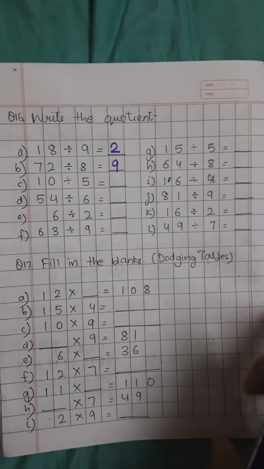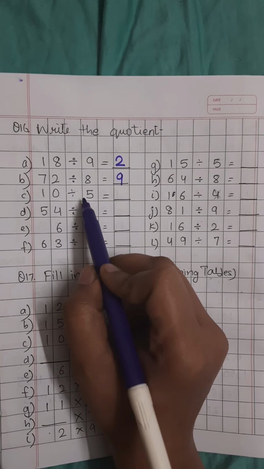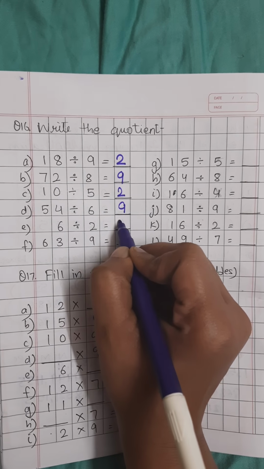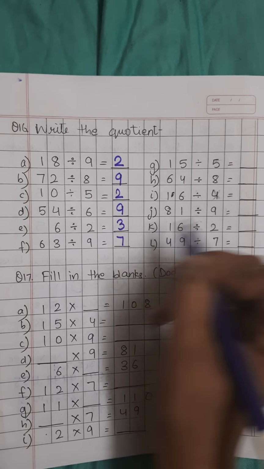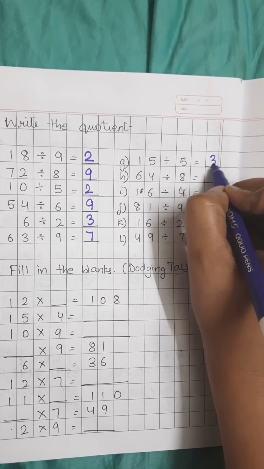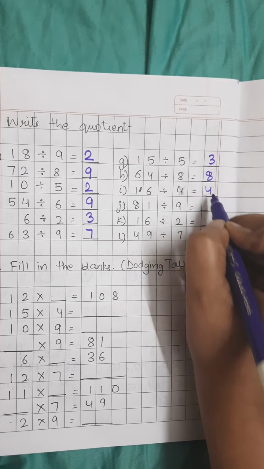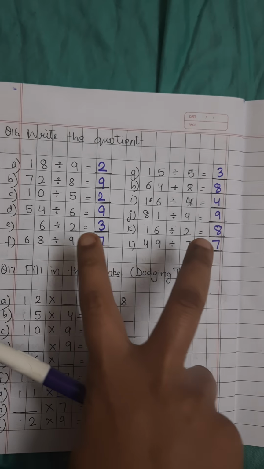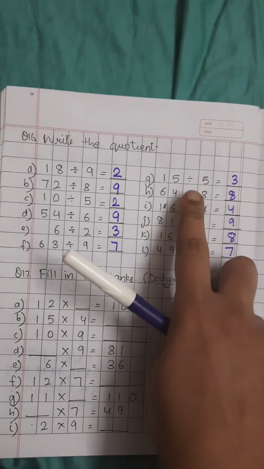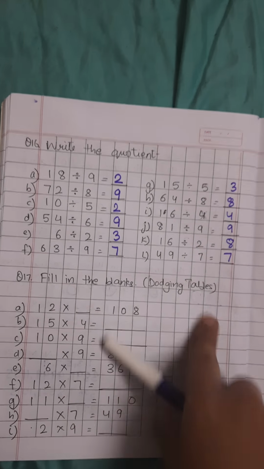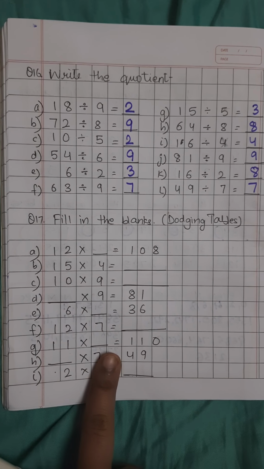So for the fact family, you know the three numbers, right? The third number you have to find out. So 10 divided by 5 is 2. 54 divided by 6 is 9. Like here 3, then 7. 15 divided by 5 is 3, 8, 4, 9, 8 and 7. I hope these have been quite easy for you, because you already know the table, so you know when these dividends come in your tables.